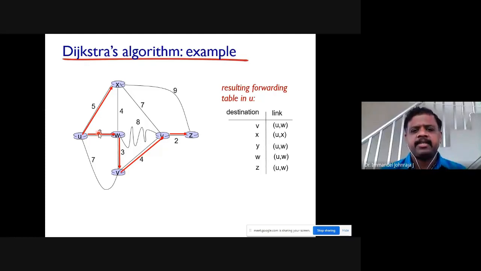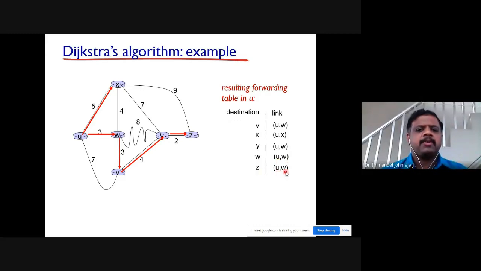Now it says, to go to V, from where? From U. To go to V, the path is you should go to U and W. To go to X, you go straight away from U to X. To go to Y, what is the next step? From U, you have to go to W. For W, you can go straight away from U to W. For Z, you have to go from U then W.